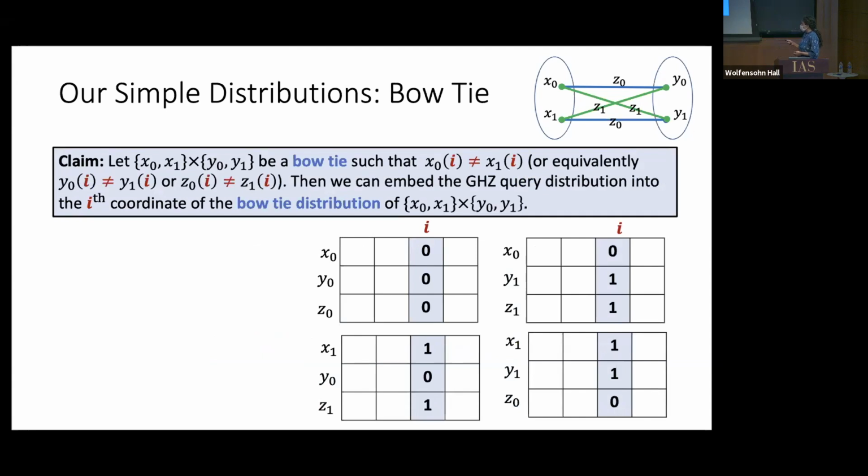So let us look at a bow tie such that X0 and X1 differ in the ith coordinate. In this case, the ith coordinate of the bow tie distribution looks exactly like the GHZ distribution. So in other words, whenever X0 and X1 differ on the ith coordinate, the GHZ game can be embedded into the ith coordinate of the bow tie distribution. If you write down the bow tie distribution, which is the uniform distribution on these 4 points, each of these are n length vectors, and if you look at the ith coordinate, it's going to look exactly like this.